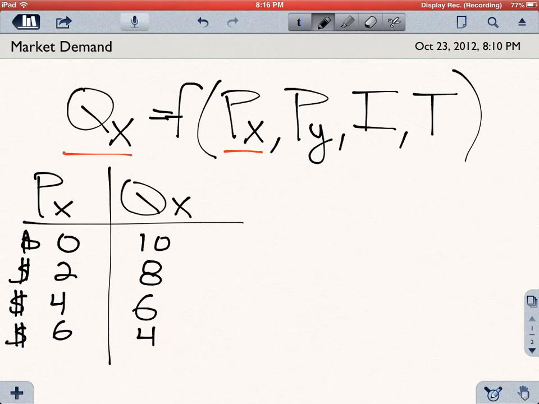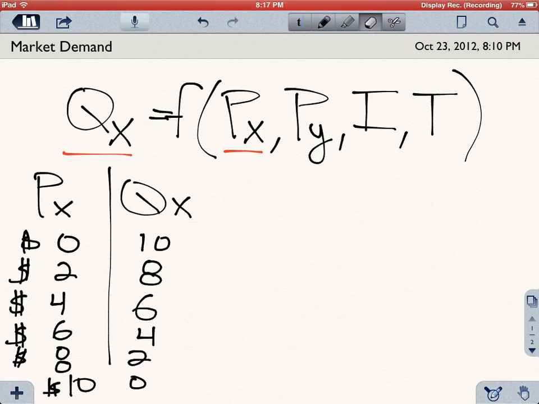And this reflects what we call the law of demand, which is that when the price increases, the quantity of tomatoes demanded decreases. And we can continue in the same fashion until we actually increase the price enough to reduce the demand of tomatoes to 0. At the price of 10, you wouldn't buy tomatoes. And so we call this relationship between price and demand a demand schedule.